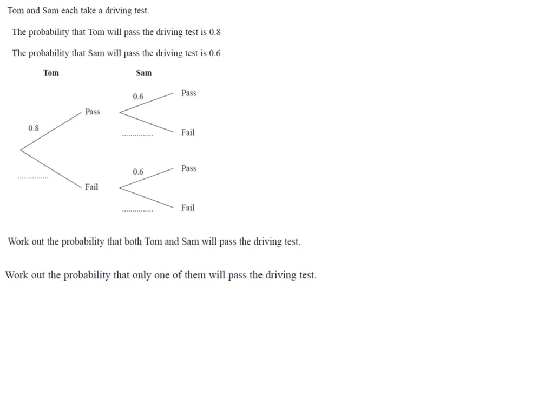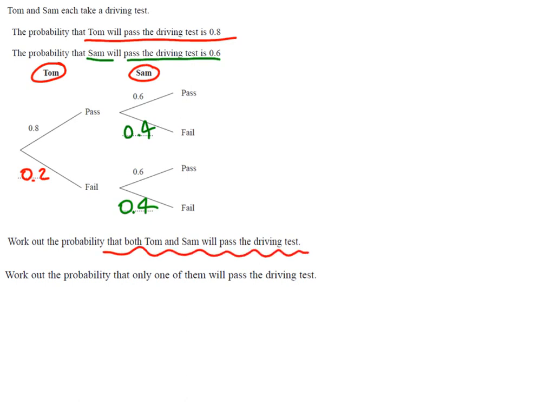Next one. Tom and Sam each take a driving test. The probability that Tom will pass the driving test is 0.8. So that means, look, you can see Tom is this column, Sam is the next one. I told you it doesn't have to be time related. It can just be 2 different events. Probability that Tom will fail is 0.2 because you either pass or fail your driving test. Probability that Sam will pass is 0.6, so the probability he fails, adding up to 1, is 0.4. Work out the probability that both Tom and Sam will pass the driving test.